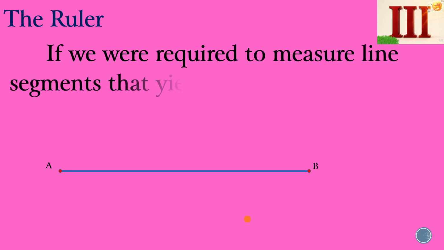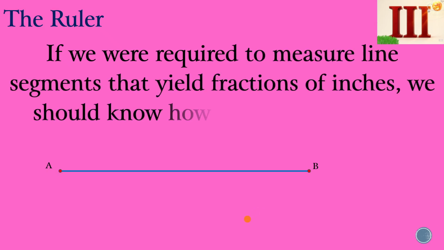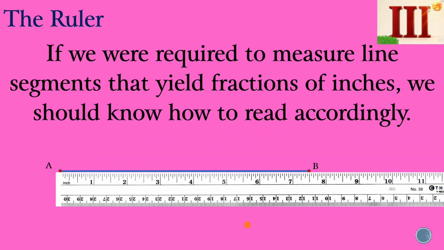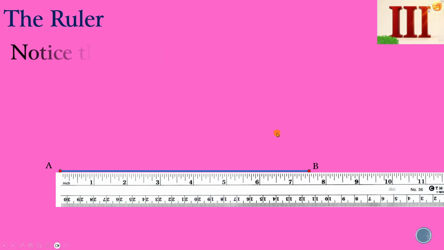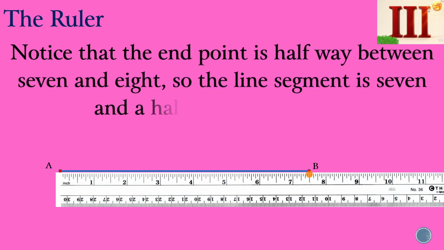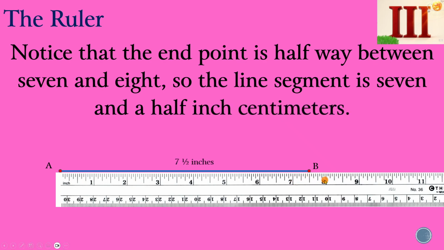So, if you were required to measure a line segment that yields fractions of inches, you should know how to read that as well. So notice that the end point is halfway between the 7 and the 8. So that makes our reading very simple. So this is going to be 7.5 inches.